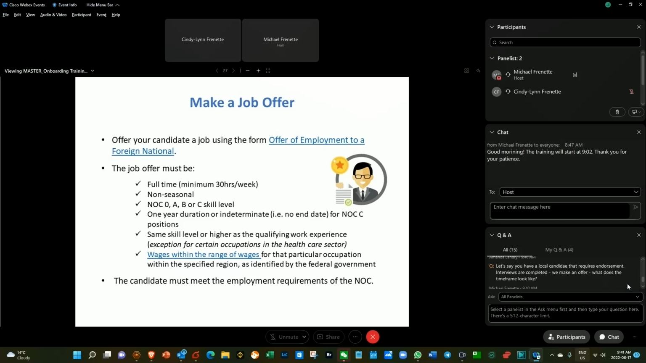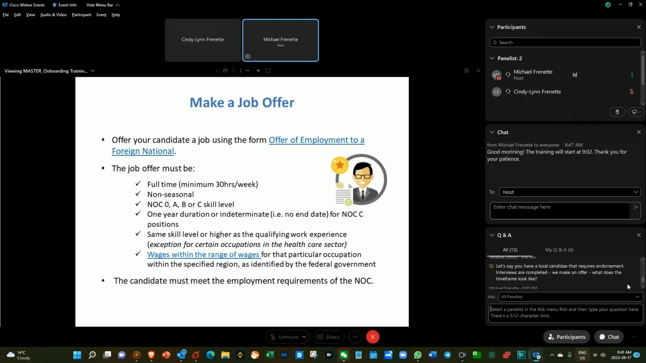All right, so now once you have found a candidate, your next step is to offer them a job and to connect them with a settlement service provider organization to create what we call a settlement plan. We'll talk about the settlement plan a bit later in the presentation, but first let's look at the job offer. You'll need to make a job offer using what we call the Offer of Employment to a Foreign National form, which is available online at the hyperlink on this slide.